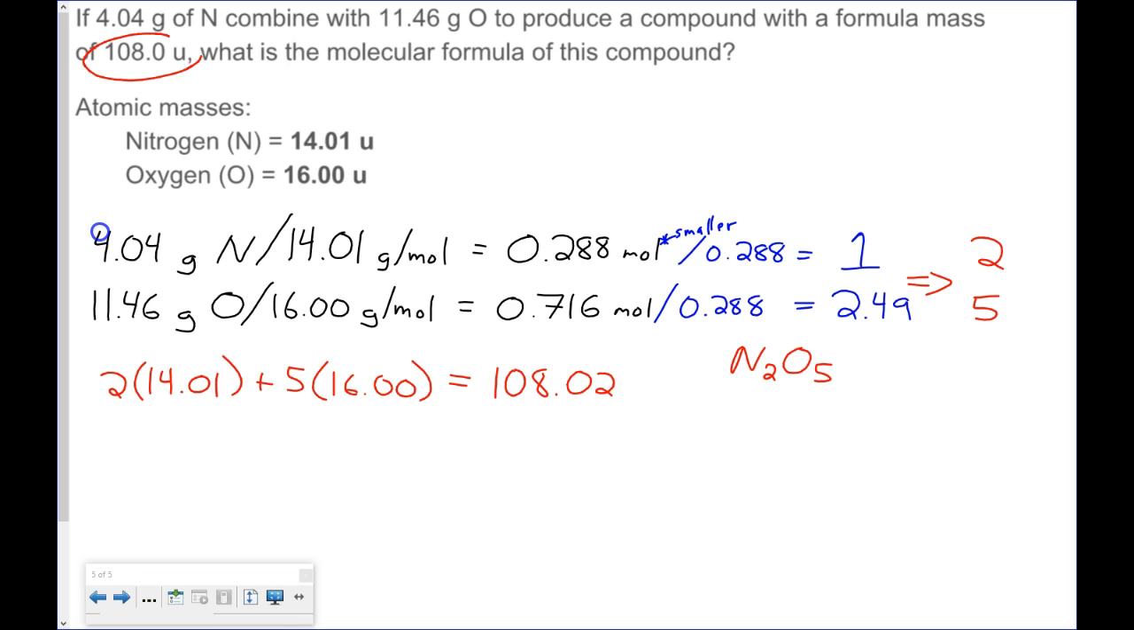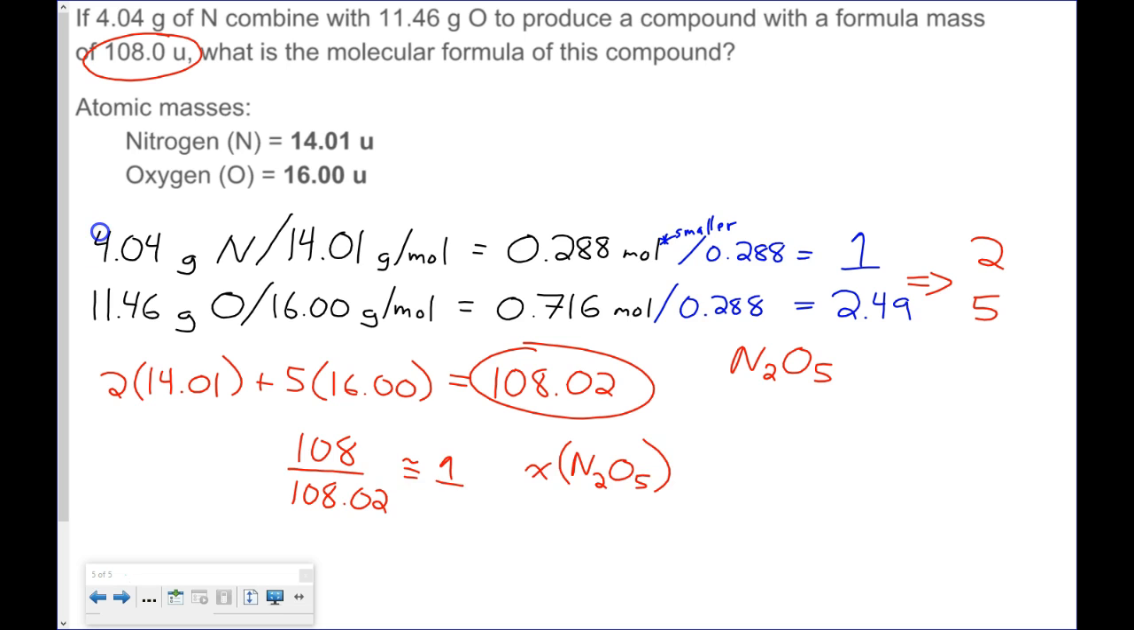2 times 14 plus 5 times 16 is 108.02, and if you look at my total molar mass, it's 108, so that works out to be about 1. X in this case is going to be 1, so the final formula is N2O5. So that is both the empirical and the molecular formula for this particular compound.